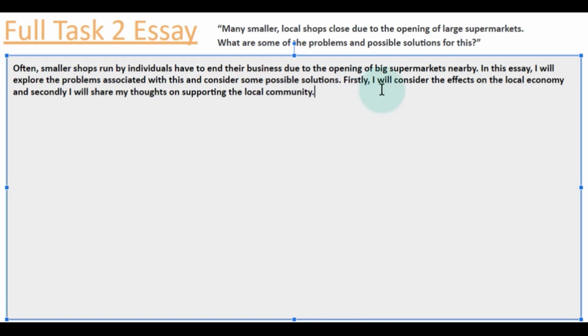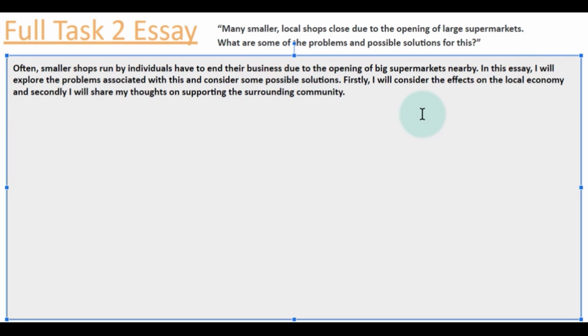Okay, so that just gives us a bit of an idea. So we have this local economy, which was the fair trade and buying local, and then we have the local community. Local, but I'm not too worried about the repetition, although always good to read back and just check to see if it sounds a little bit too repetitive. Let's do that now. Firstly, I will consider the effects on the local economy, and secondly, I will share my thoughts on supporting the local community. Nearby, I might say that, nearby, surrounding community. Let's change that. I think maybe that repetition did sound a little bit dull. Let's try and use interesting vocabulary that's not repeated.